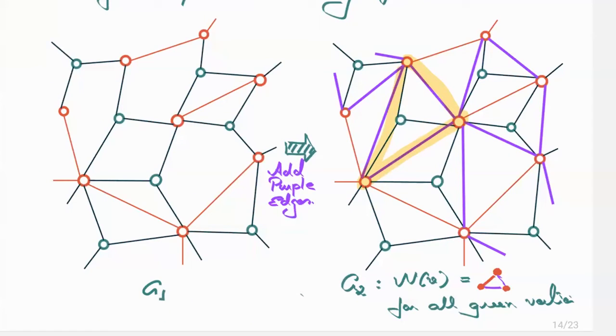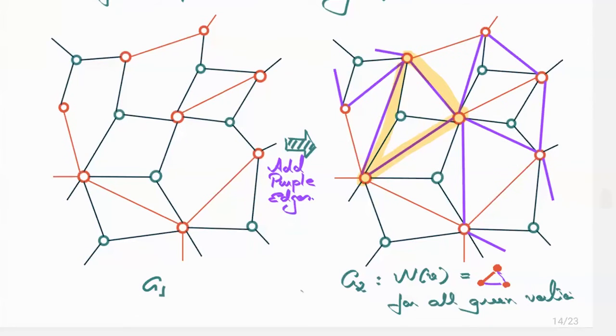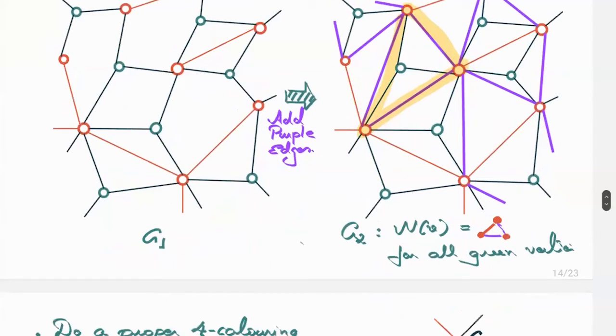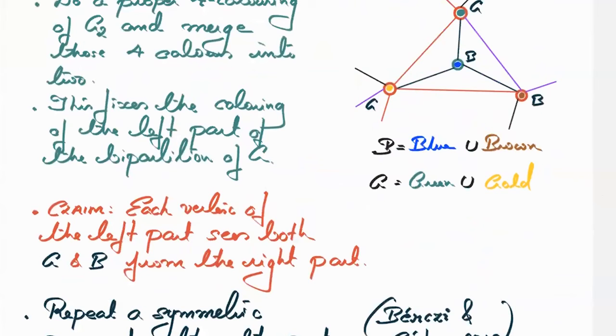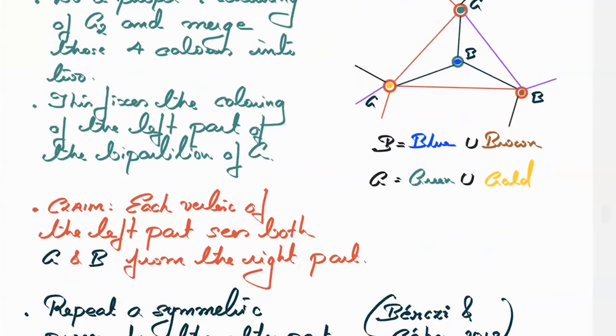And so this proves the case when the minimum degree of the triangulation is at least 5. Okay, this is the paper by Bercy and Gabor where they solve it. And we extend, as I mentioned earlier, we extend this method.